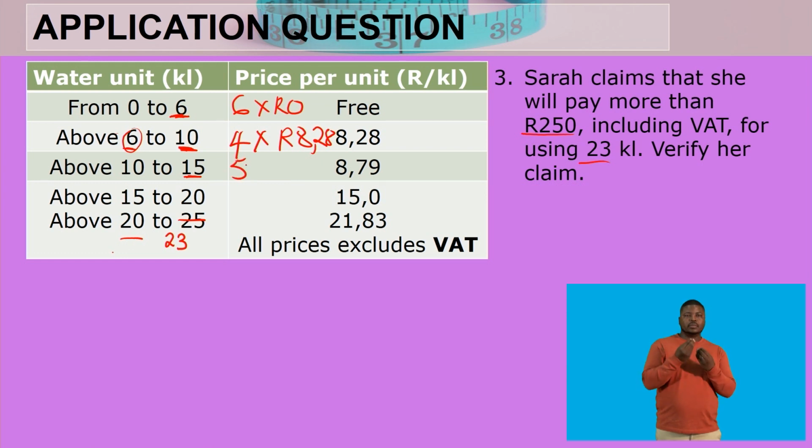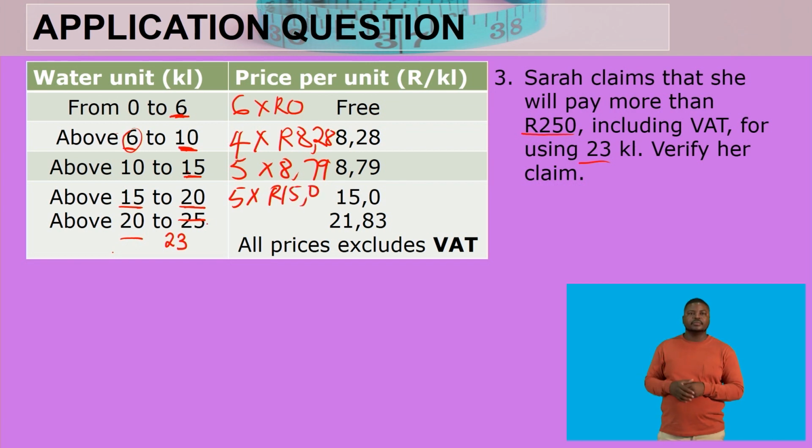It gives us 5 times 8 rand 79 cents. Then 20. It's from 15 to 20. 20 minus 15 gives us 5 again. Then it is 15 rand. Then the last one, remember we don't get to 25, but we only end at 23. So 23 minus 20 gives us 3 units, multiplied by 21 rand 83 cents.